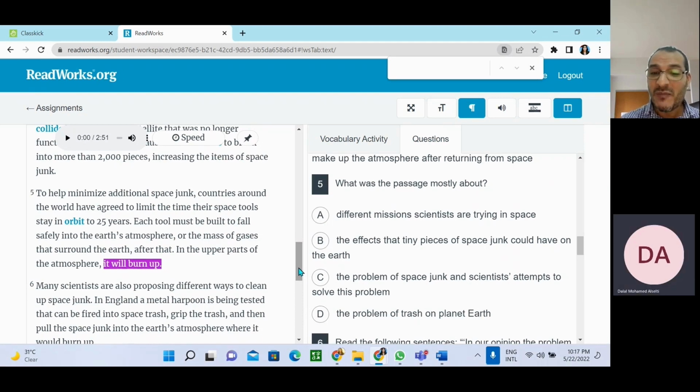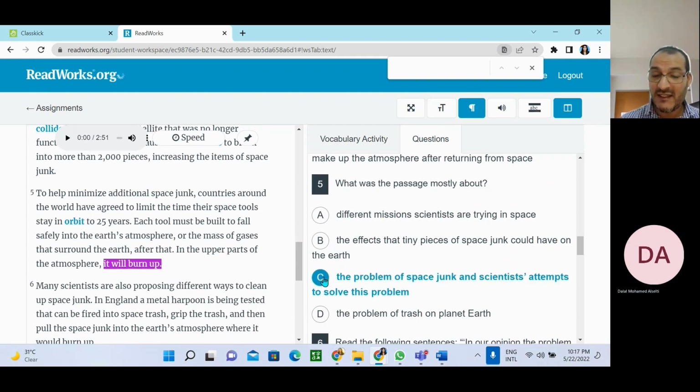Good. And you mean trash is part of junk? Yeah, trash is just junk. It's not space junk. Also, the words planet Earth. Planet Earth is not outer space, right? So we cannot choose D because it's only trash on Earth, not in space. So yeah, your answer would be correct, I think.